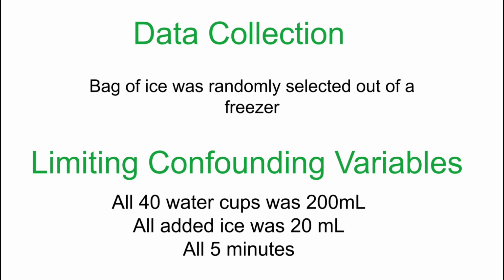To limit confounding variables, we chose 40 cups, and we all had the same amount of water in there, 200 milliliters. All the ice that was added, no matter if it was crushed ice or solid ice, was 20 milliliters. Another confounding variable that we accounted for was temperature and time. So we did a constant 5 minutes, and we kept it inside the same room during the same time frame in order to limit any other confounding variables that may be seen.